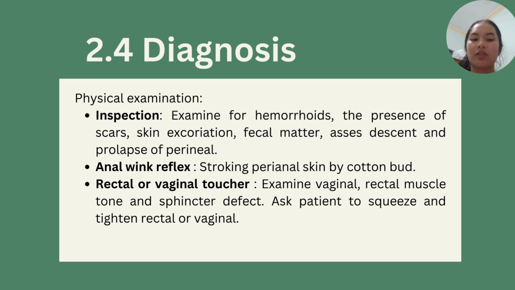Rectal or vaginal touch examines anal, vaginal, and rectal muscle tone and sphincter defect. Ask the patient to squeeze and tighten the rectal or vaginal muscles. If the dovetail sign, the absence of anterior perianal folds, is positive on rectal touch, it indicates a defect in the external anal sphincter.